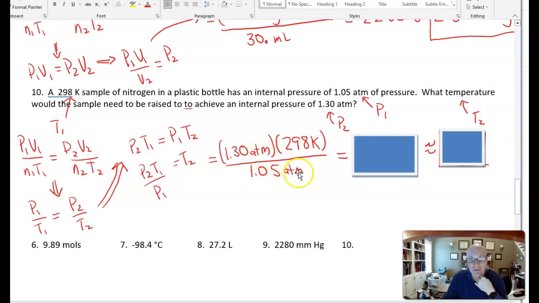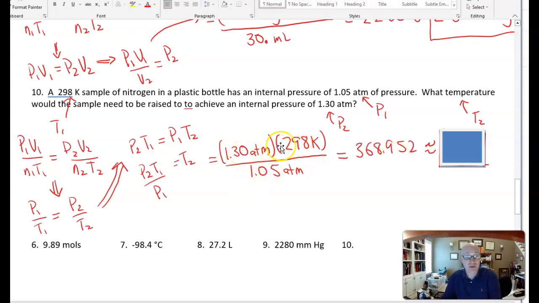And notice that everything cancels out except for Kelvin. We get this right here. And then we round it to, in this case, 3 significant figures, because everything here has 3 sig figs. So we would have that as our final answer.